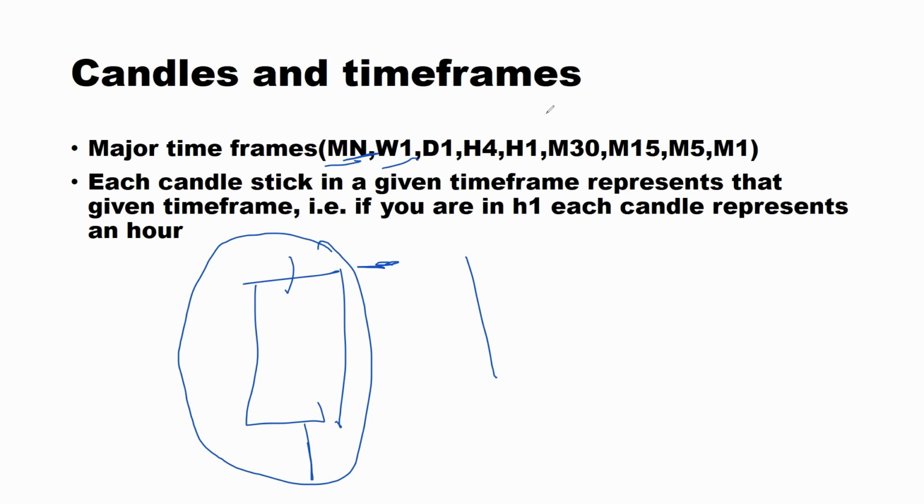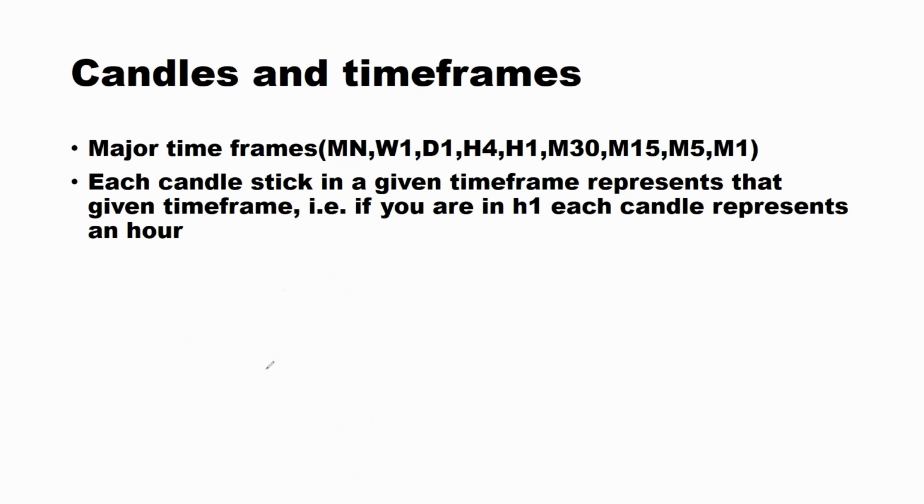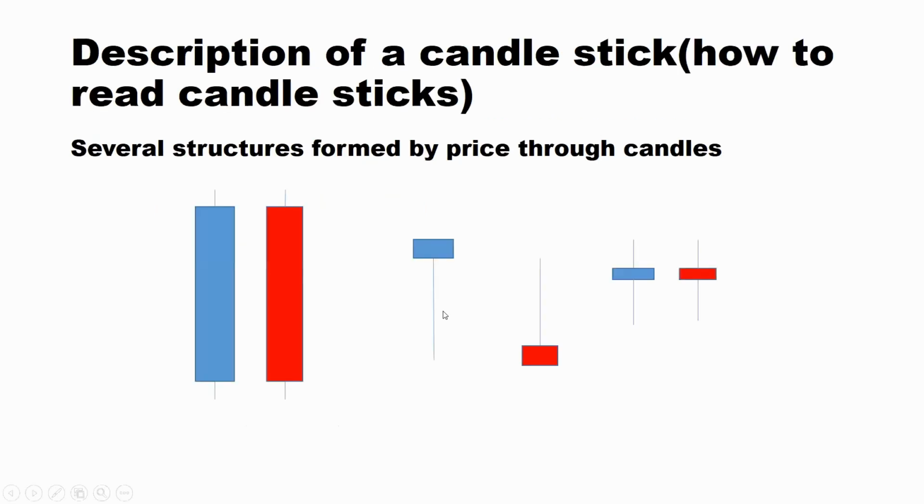That's the relationship between the candlesticks and the time frames. That's why we're saying that each candlestick in a given time frame represents that given time frame. For example, in H1, each candle represents that 1 hour. Are we together? I hope I do make sense. Now let's proceed. So let's look at some of the descriptions of the candles.